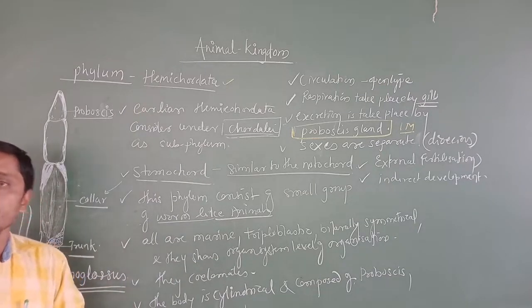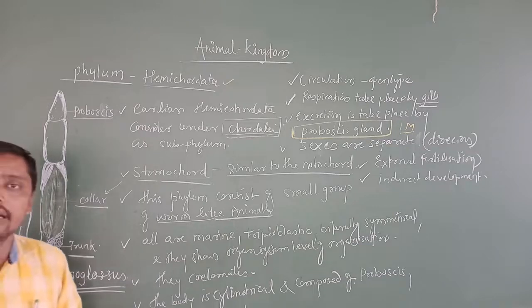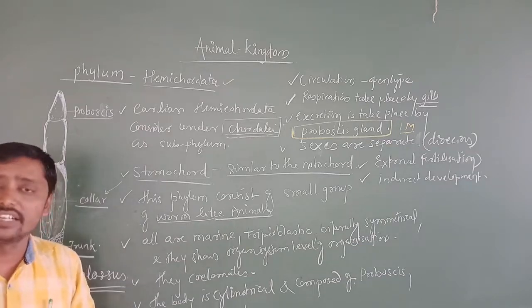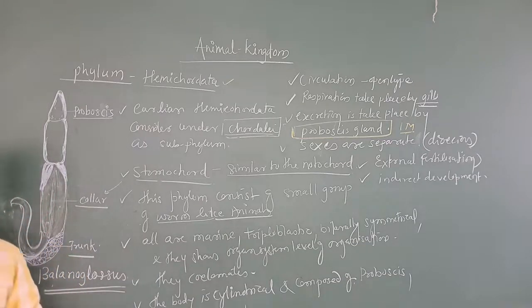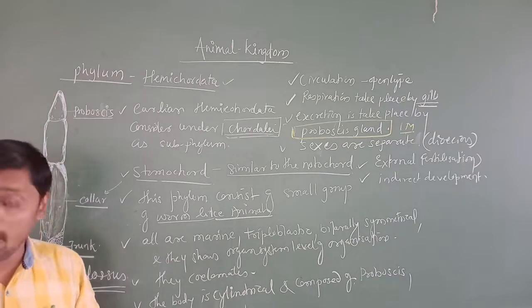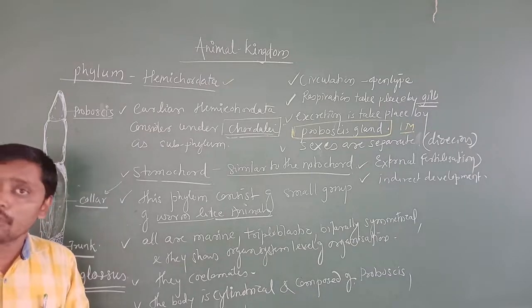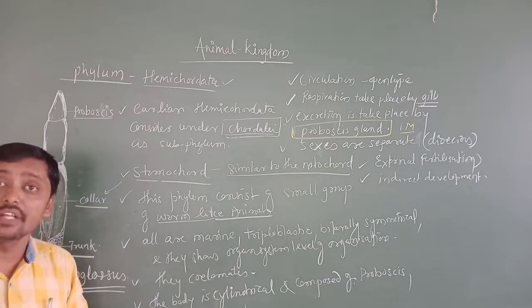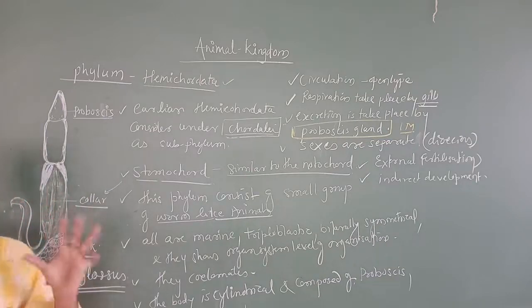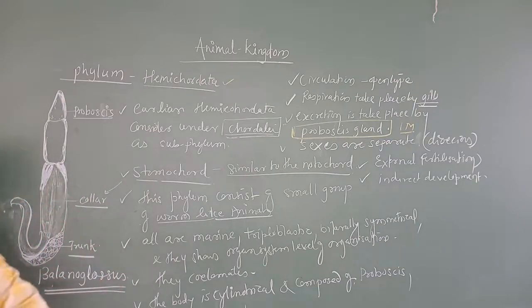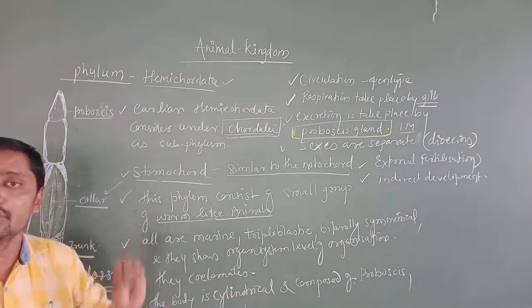This Hemichordata is now considered under what we call non-chordates. Non-chordates include Porifera, Coelenterata, Ctenophora, Platyhelminthes, Aschelminthes, Annelida, Arthropoda, Echinodermata, Mollusca, Hemichordata. This Hemichordata is also included in the non-chordates, in the sense that these organisms don't possess any notochord.